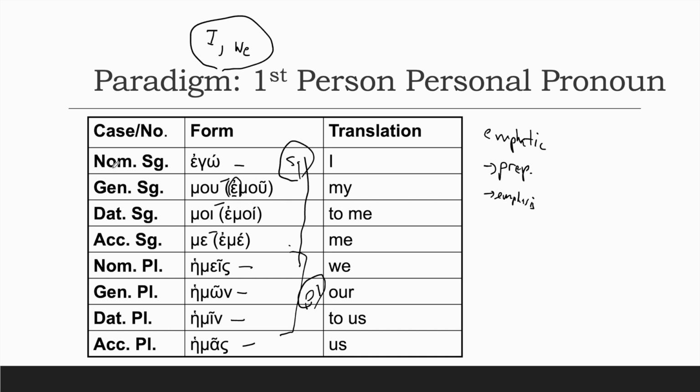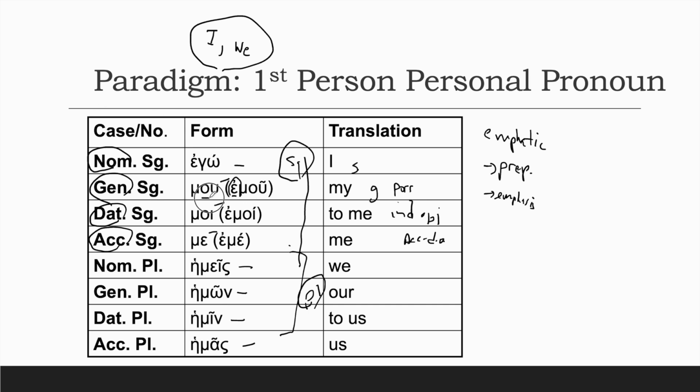So the same case function is true in pronouns that we saw in nouns. So ego is the subject, mu is the genitive, and it's showing possession here, my. Dative, moi, is showing indirect object. And me, or eme, is accusative, and it's showing direct object. Okay?